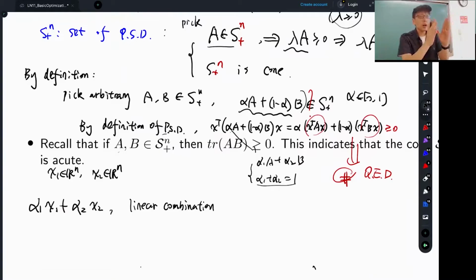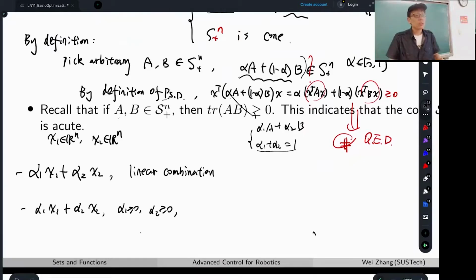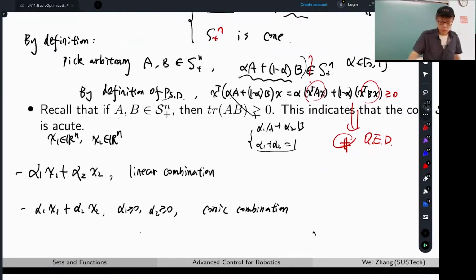Okay, linear combination. All the linear combinations generate a linear space. Is that true? The linear space spanned by x1, x2. If I say alpha 1 x1 plus alpha 2 x2, and I impose some conditions, alpha 1 bigger or equal to 0, alpha 2 bigger or equal to 0, so this is what you think about, right? This is a conic combination. It's a conic combination generated by these 2 points.